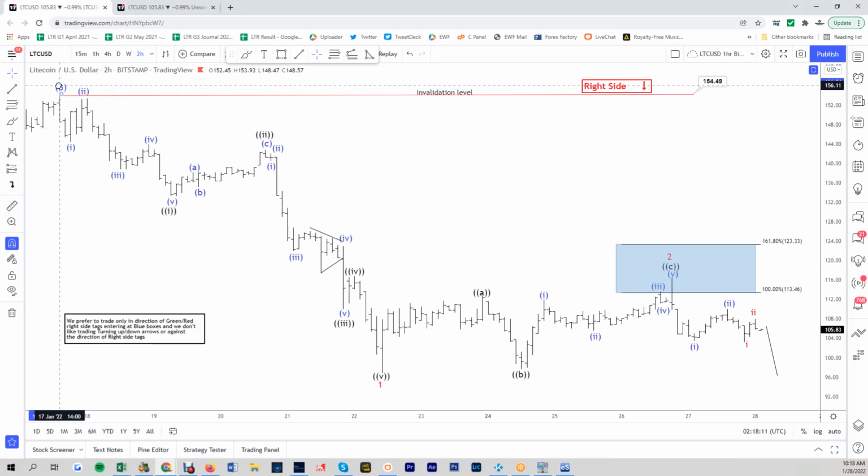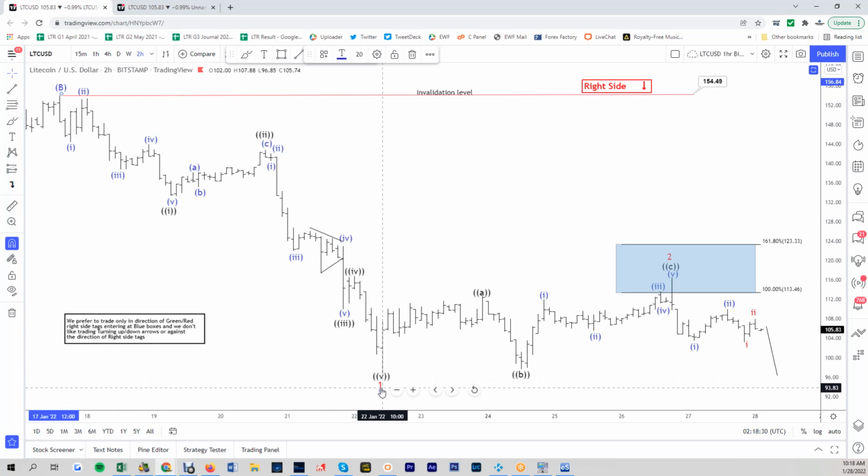We ended B in the intermediate degree at $154.50. Since then, we have started to go down. So that means we are currently within C in the intermediate degree, and within C, it subdivides into 5 waves, as you know. So we finished wave 1 right here in the minor degree. This is 1 of C, and then this 2 of C also ended here. Now you notice here 2 of C ended exactly at the 100% extension based on this ABC zigzag here.